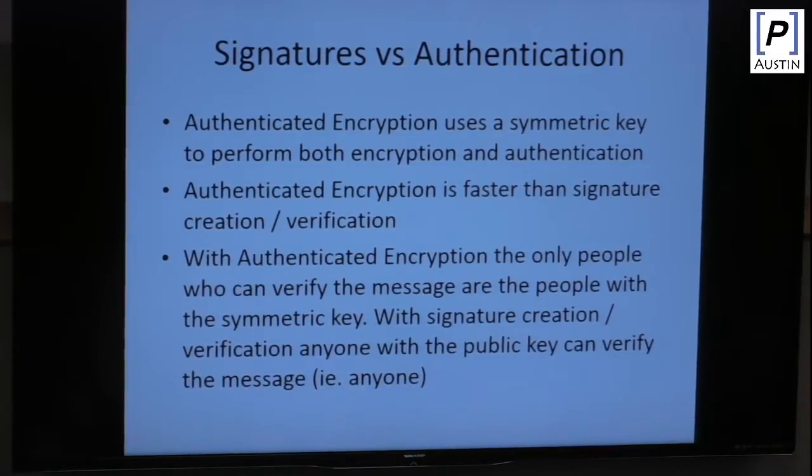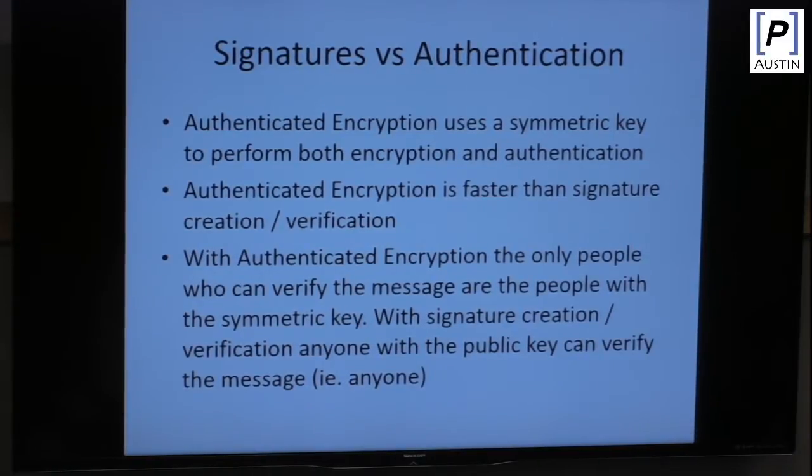signatures versus authentication. I was talking about authenticated encryption earlier with the truncating example. The goal was to make sure that the message isn't tampered with. And with signatures, it's kind of the goal as well. The goal is to make sure that if I sign a message, someone else can't come along, change the message, and then say that that's the same message I was sending, which is still spiritually kind of the same idea. But authenticated encryption is faster than signature creation and verification, essentially because of the mathematical operations.